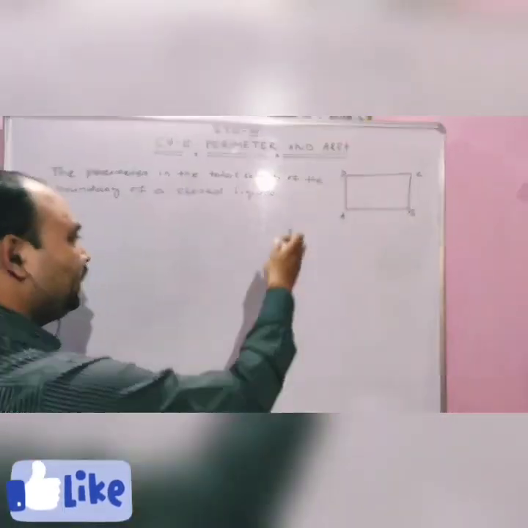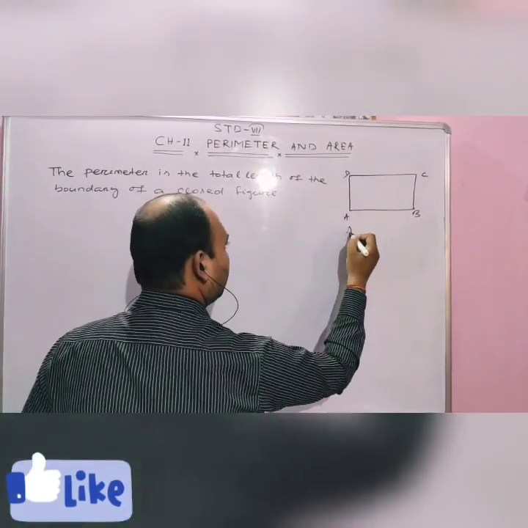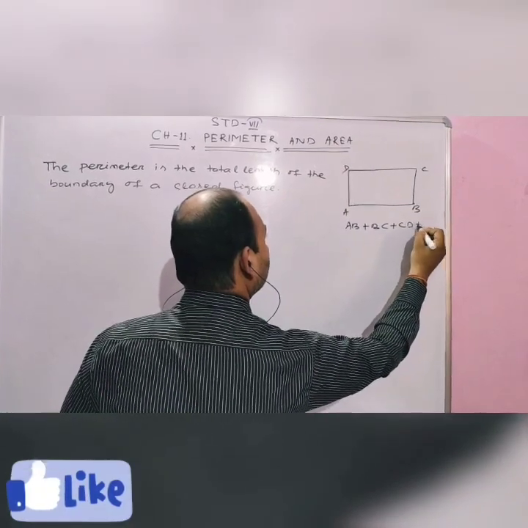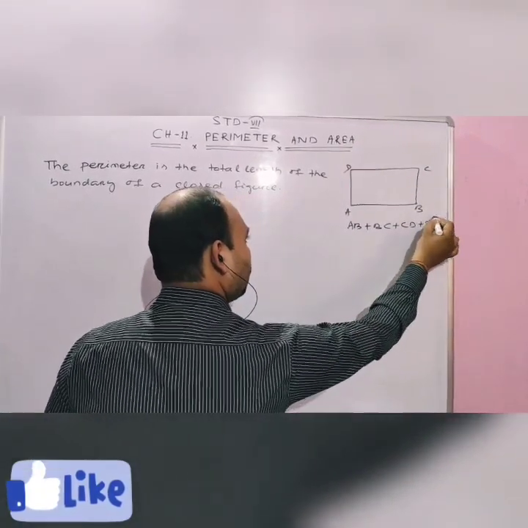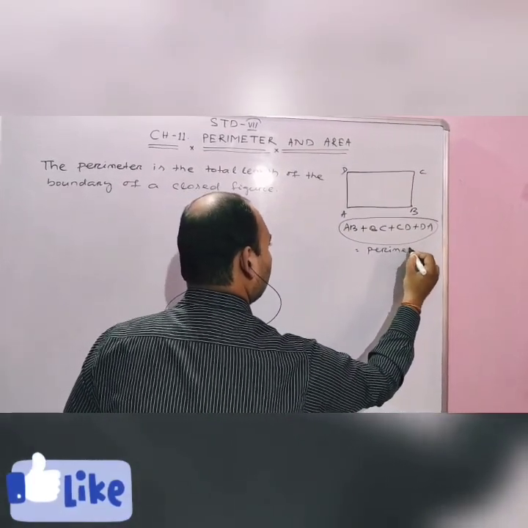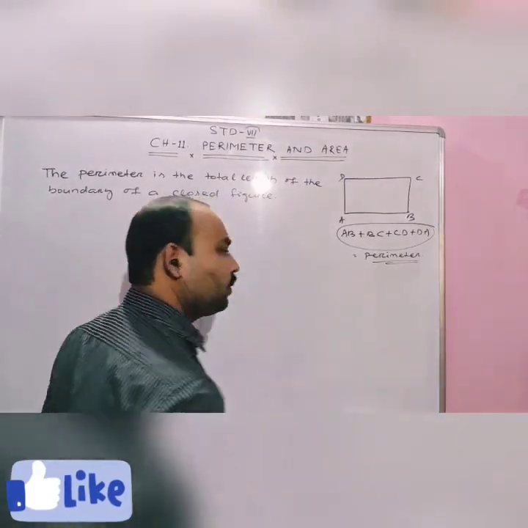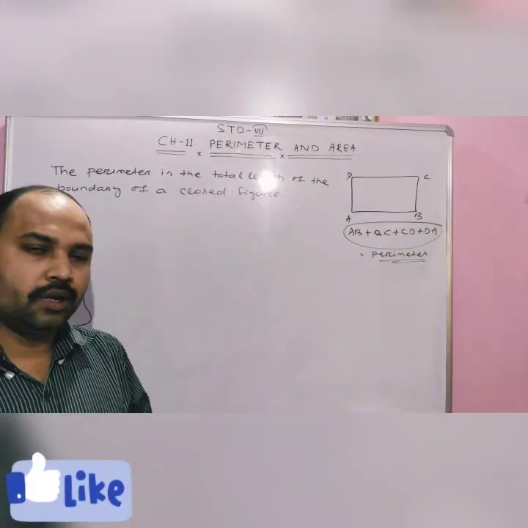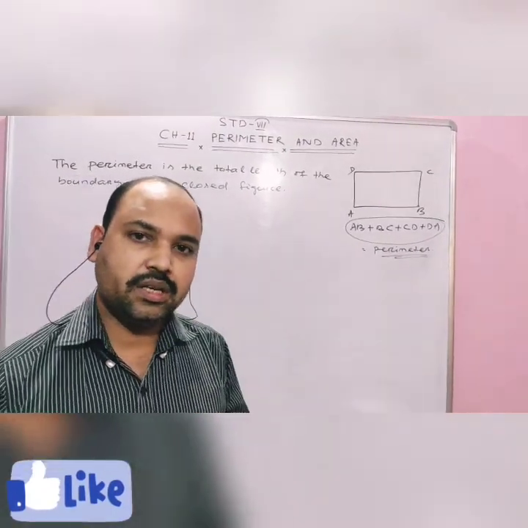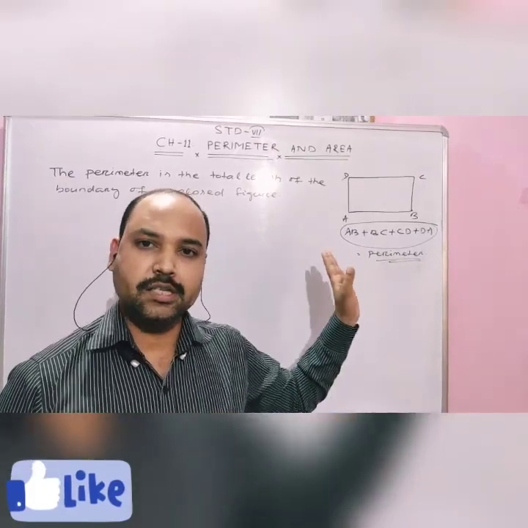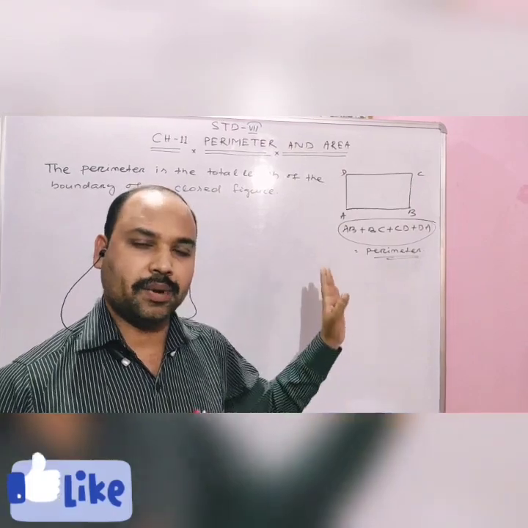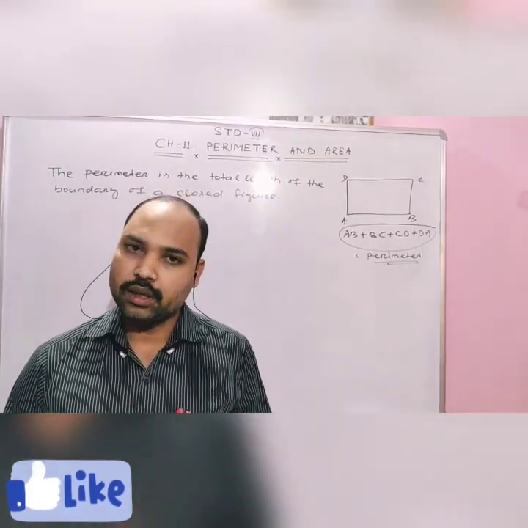It means the perimeter here is AB plus BC plus CD plus DA. When we add all the sides, we will get the perimeter. Got it? Again I am telling that perimeter means the sum of all its boundary or the sum of all its sides. When we add all the sides of a closed figure, we will get the perimeter.